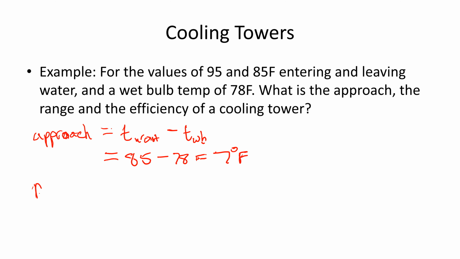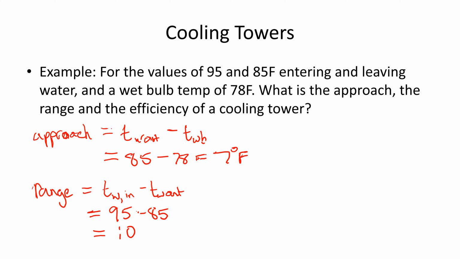For my range, again, it's going to be my water temperature coming in minus my water temperature going out. So in this case, we've got 95 minus 85. And so that's going to give me a range of 10 degrees Fahrenheit.